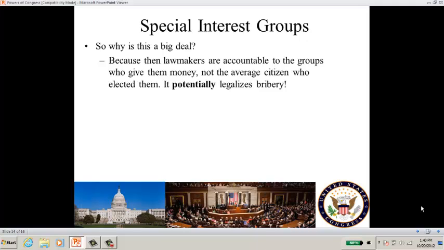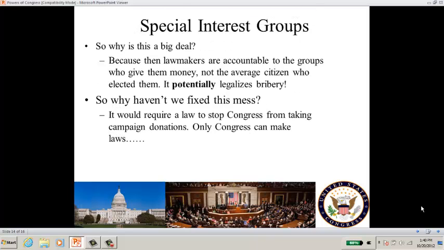So special interest groups, very controversial. We see a lot of talk about it in our current political dialogue. And then why haven't we fixed this mess? If it is a problem, why don't we clean it up? Stop the corruption. Well, this is common sense. If we're going to fix the influence of special interest groups, if we're going to stop campaign donations, if we're going to limit the access that lobbyists would have in Congress, it would involve Congress passing a law. Only Congress can make laws.